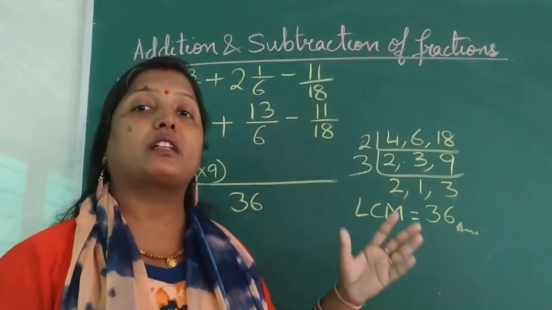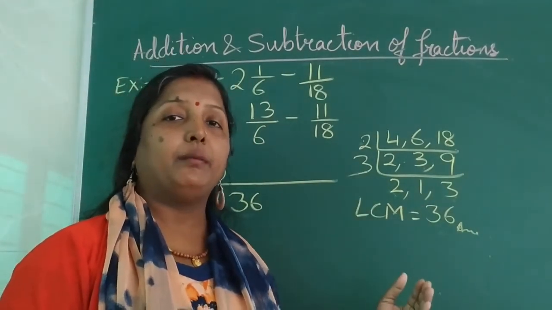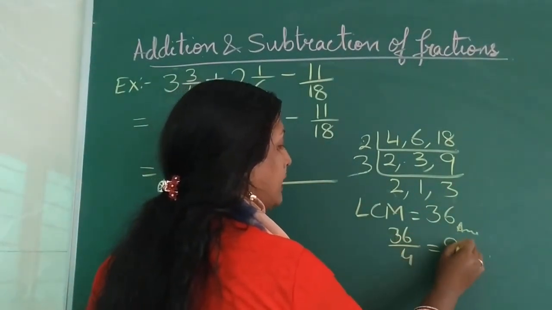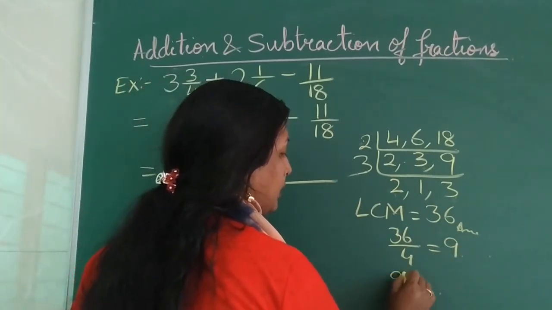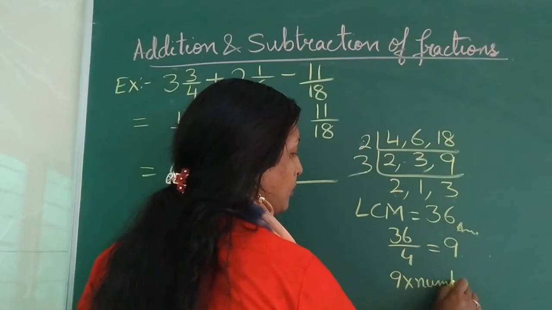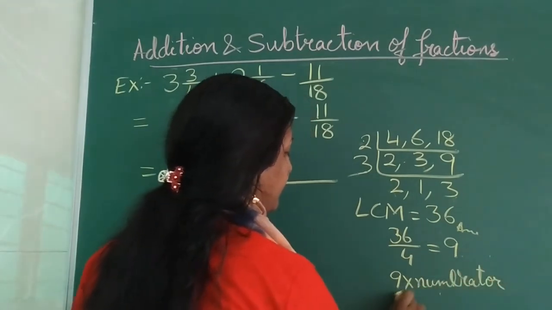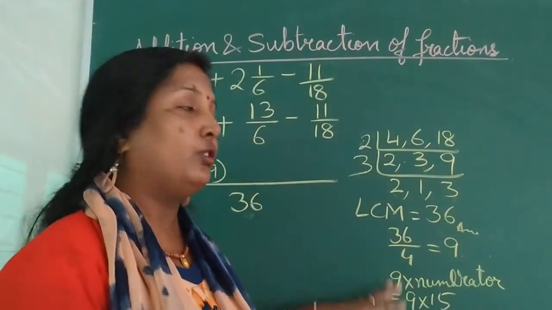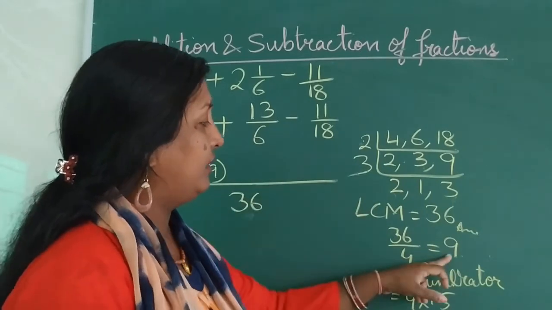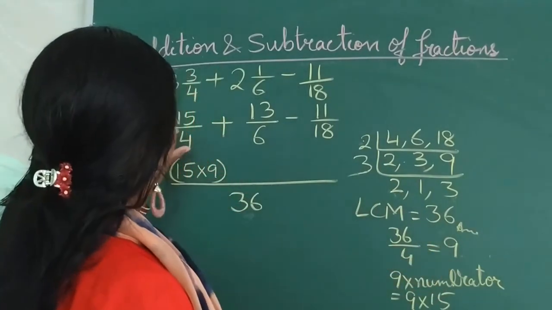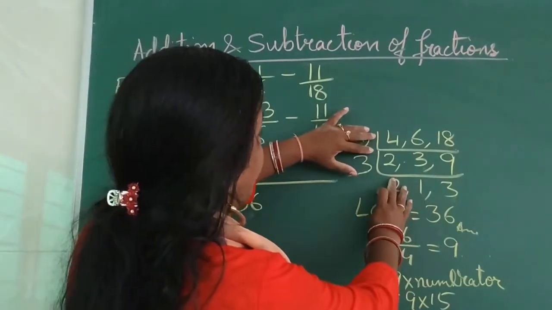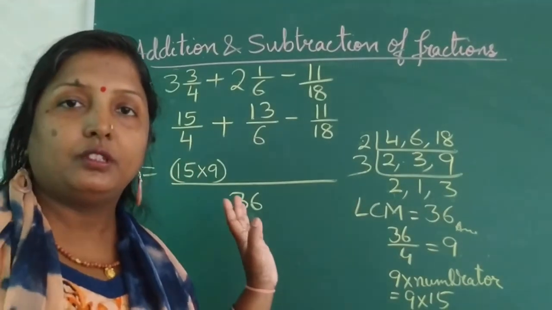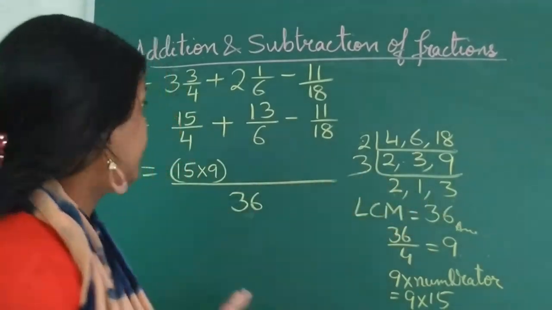Now if this method is confusing for you, the other method is 36 divided by 4 you do. 36 by 4. What do you get? You get 9. Now multiply the 9 to the numerator. So what is the numerator? It is 15. So 9 into 15. Is this okay children? So you can go for any method. Either divide, get the answer, or whatever is the denominator here, exclude that from the factors over here and whatever is left is your answer. Multiply whatever is left, that is your answer.